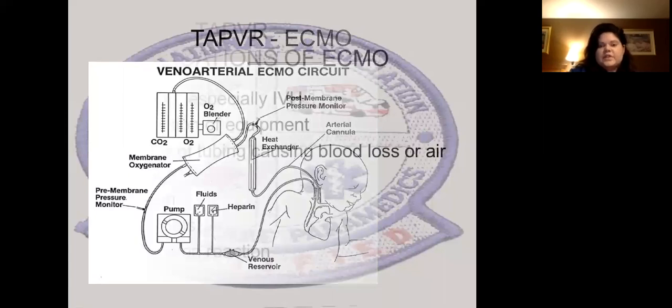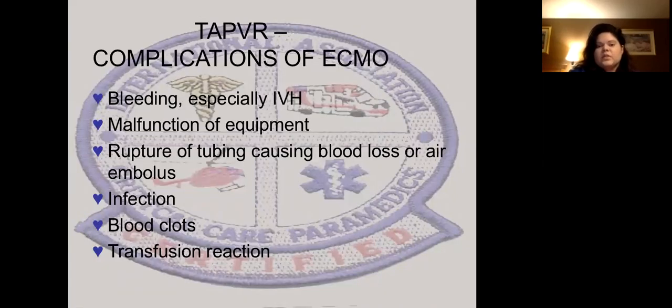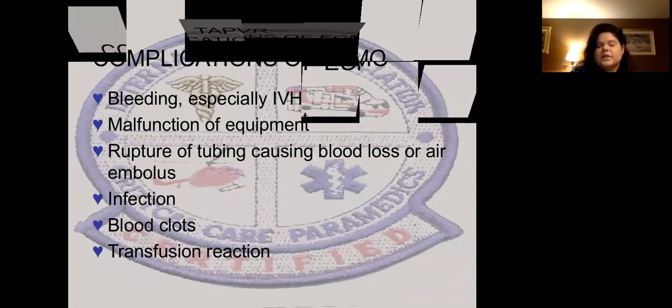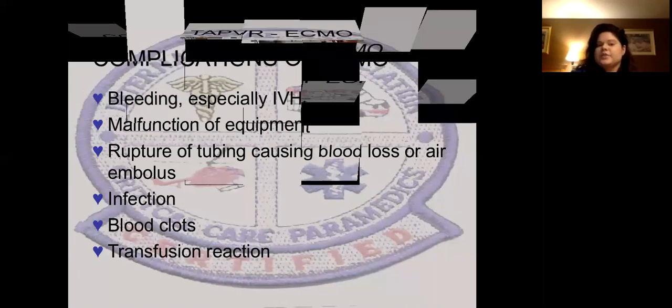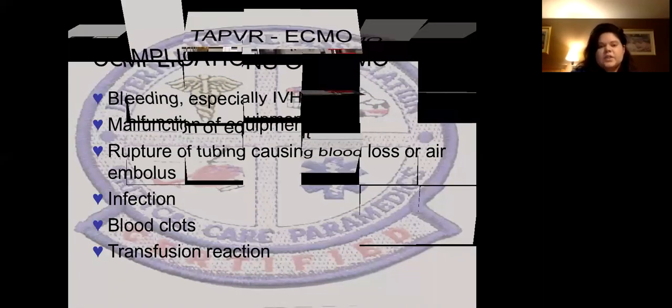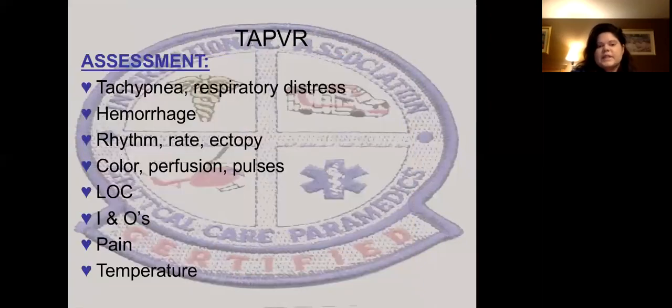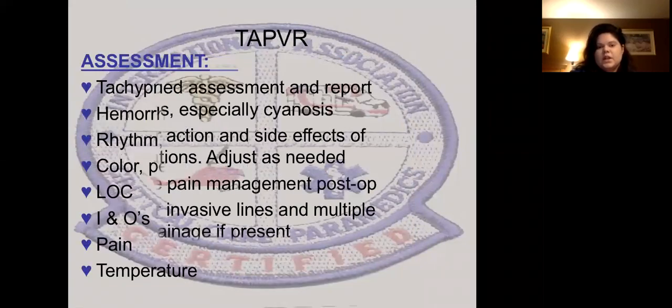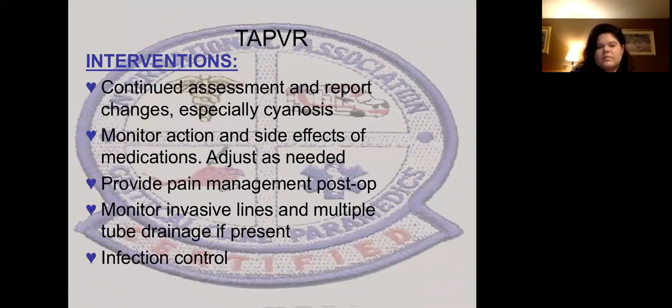There are tons of complications, as we know, of ECMO. That's why a lot of physicians go ahead and do that open heart surgery, because you could get infection, blood clots, transfusion reactions. They could have ruptured tubing on the ECMO, so that could cause blood loss or air embolus, and that would just kill the patient. Here is a wonderful little ECMO we have here, little pump. Same assessments, and then same interventions.